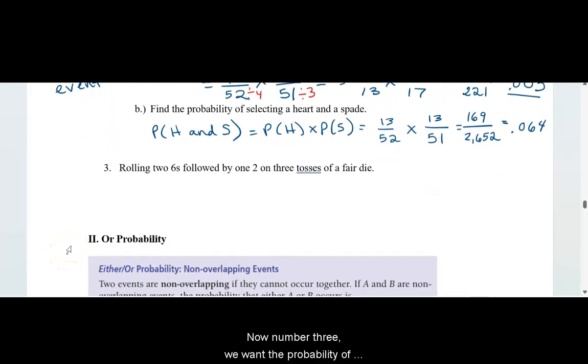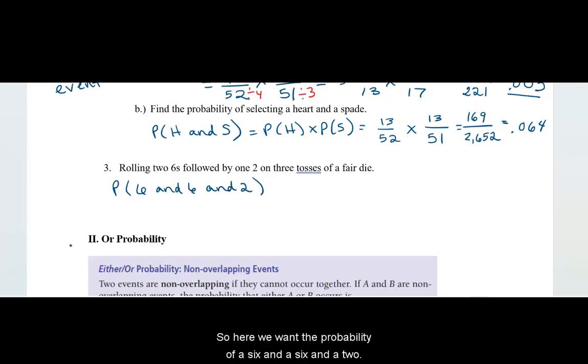Now, number 3. We want the probability of rolling 2 6s, so this is on a die, followed by a 2 on 3 tosses of a fair die. So remember we talked about the die. There are 6 sides to a die. Each one is numbered either 1, 2, up to 6. So here, we want the probability of a 6 and a 6 and a 2.